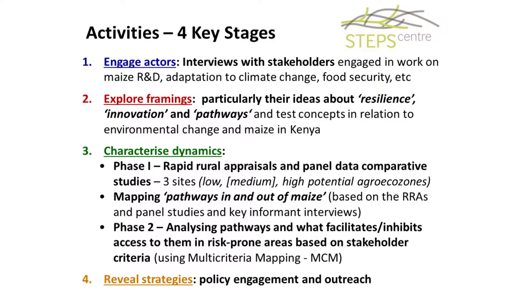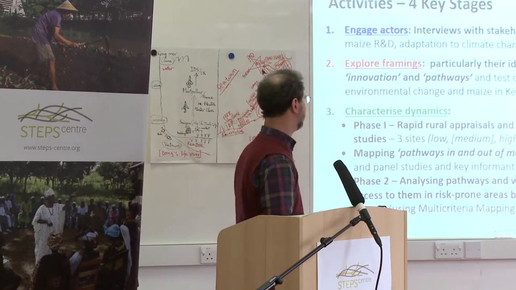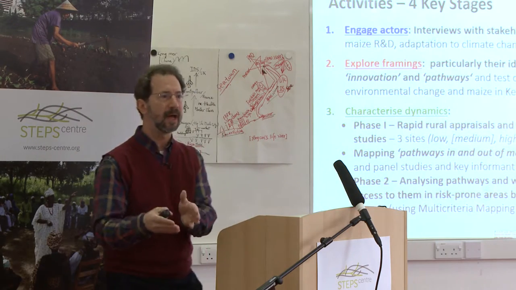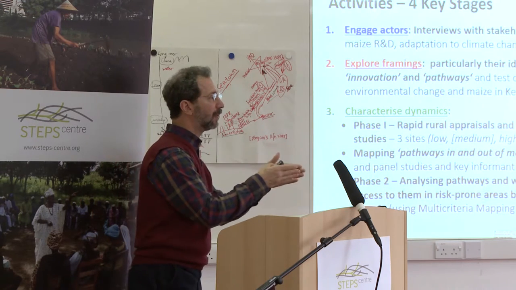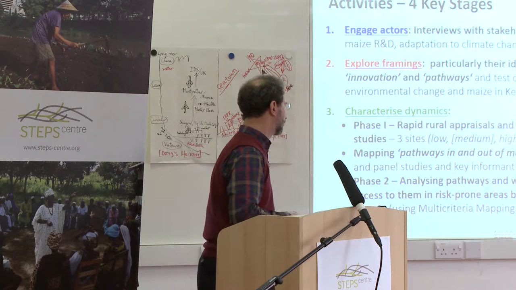A big part of what we were doing was characterizing the dynamics through a number of phases of carrying out a set of rapid appraisals and doing some analysis of survey data in three different sites of low, medium, and higher potential agroecological zones where people were using maize in different ways in those systems, of mapping through this analysis that we were doing a number of pathways: dominant, alternative, you could say perhaps suppressed, based on those studies.